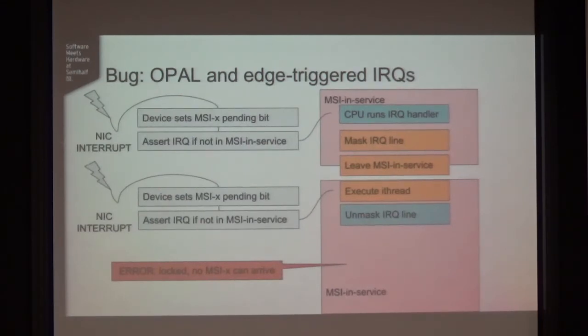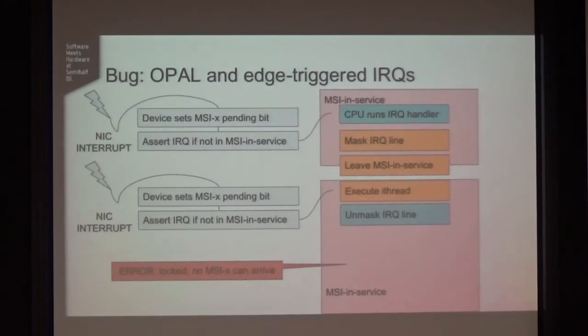It showed up that if a new interrupt arrives just when we are executing the ithread, I mean between leaving MSI in service and masking the interrupt, we will end up in the locked state. It is because the PCIe bus controller tries to assert the IRQ line as soon as the MSIX arrives. However, at this point, we have the IRQ line masked. So this is why we are losing the interrupt.